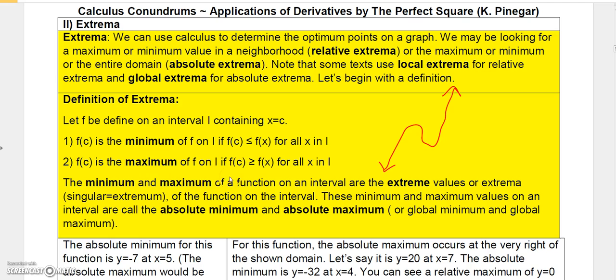Now, if f of c is greater than or equal to all other values on the interval, then we would say f of c is the maximum of f. As I said, the minimum and maximum functional values on an interval are the extreme values, or extrema, of the function on the interval. These are called the absolute minimum and absolute maximum, and some books call them global minimum and global maximum.